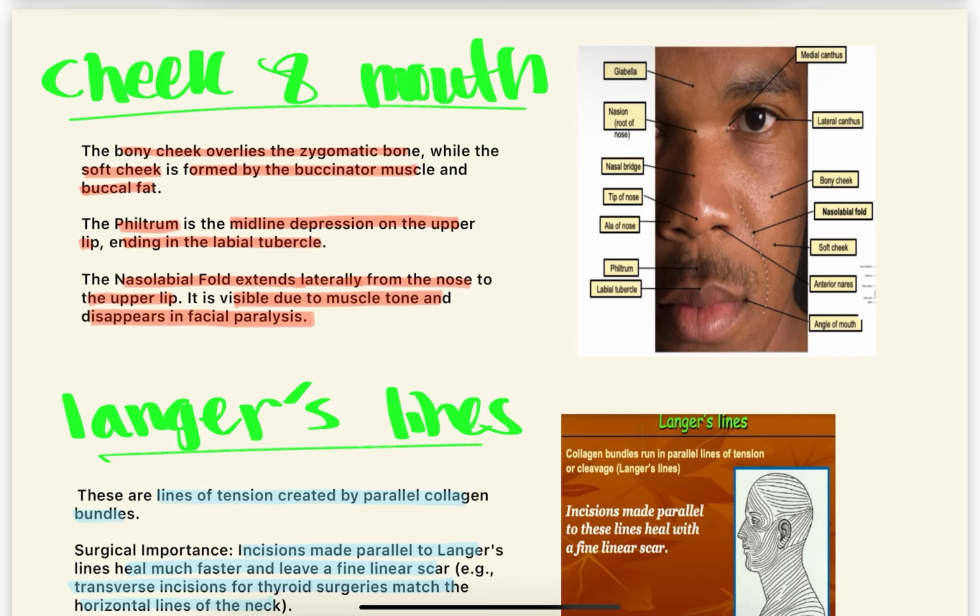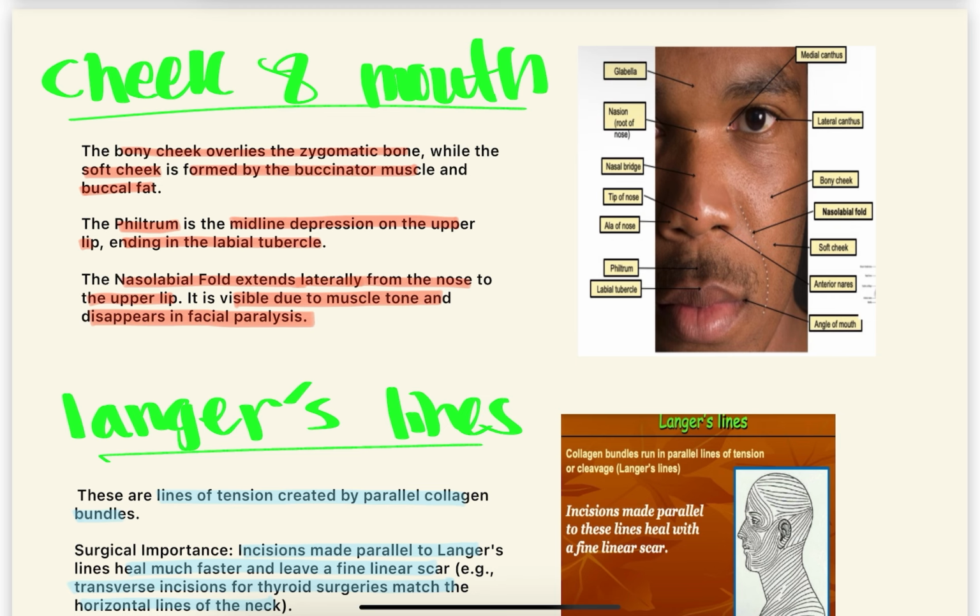Then we have folds called the nasolabial folds. So it's from the nose to the labia like this, nasolabial folds. They extend laterally from the nose to the upper lip, and they are visible due to what?